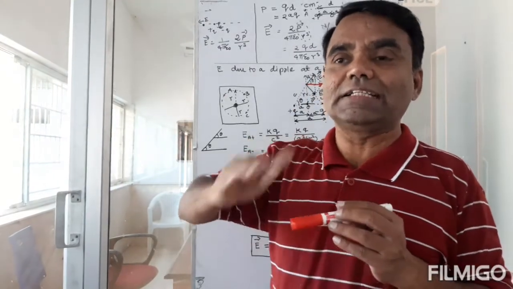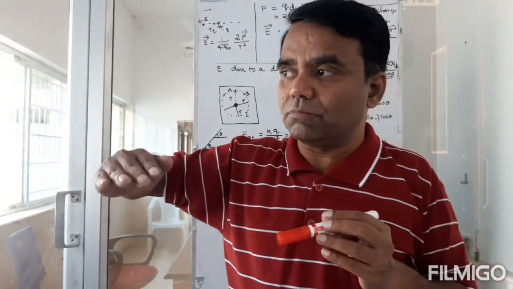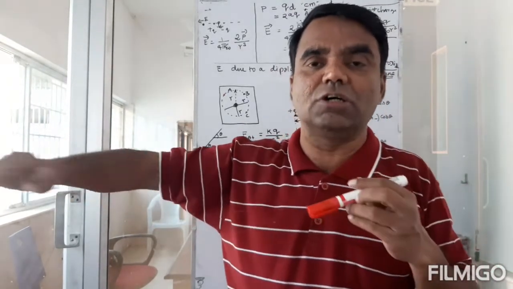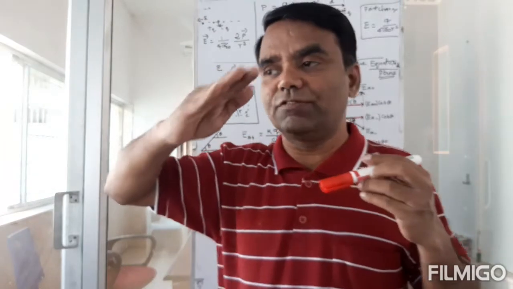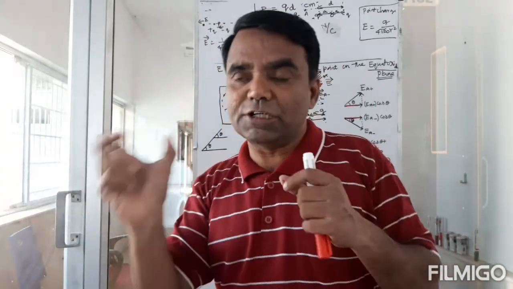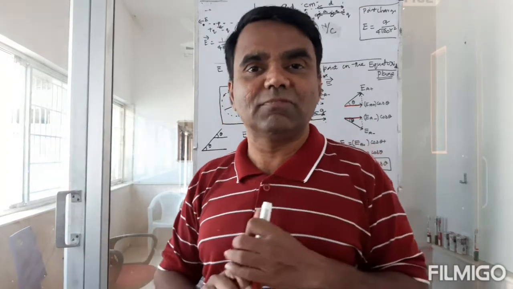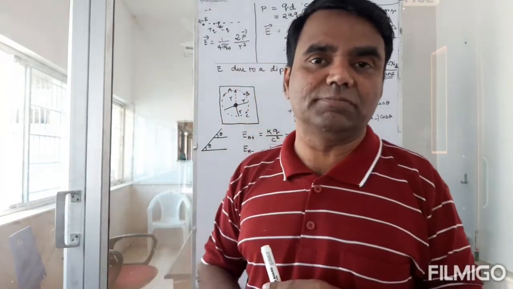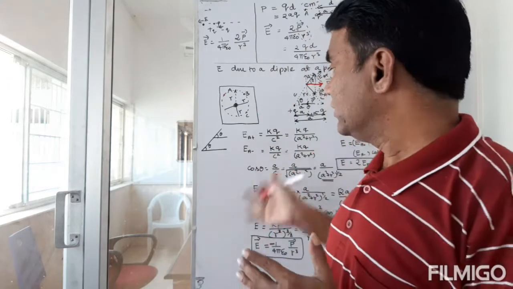And that electric field will fall off much quicker than a single charge. The value of the field will fall faster because you get r cube in the denominator rather than r square in the denominator. Hope this is clear to you.